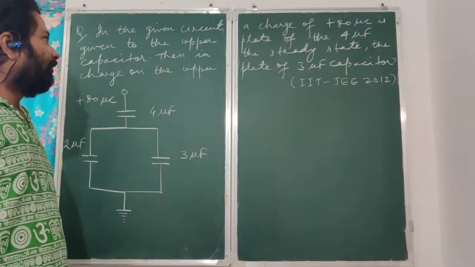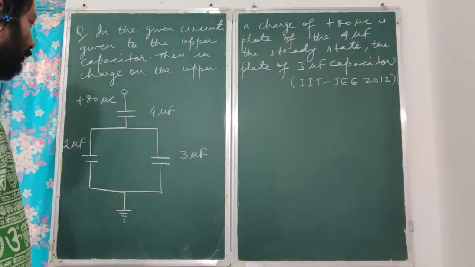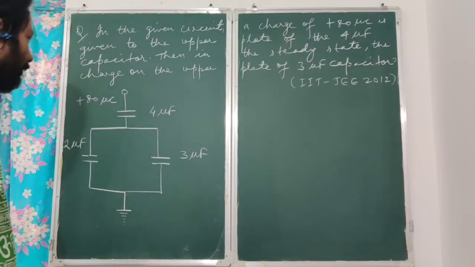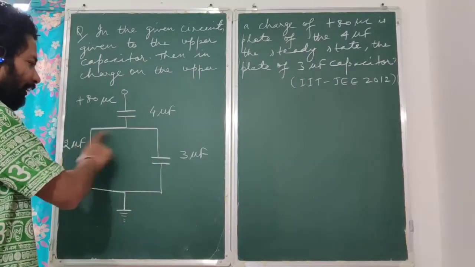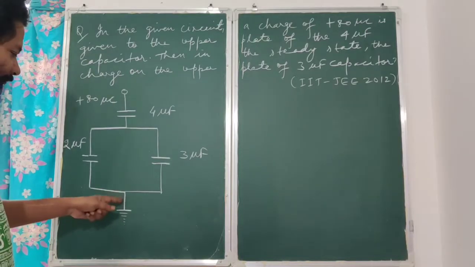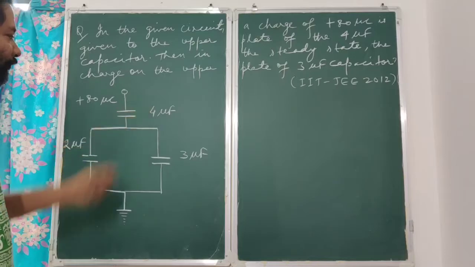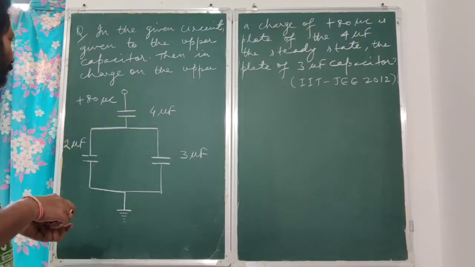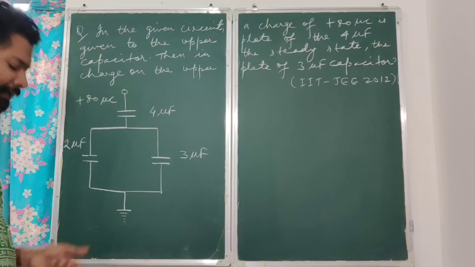Hi everyone. So let's see the first question of the day. You can see there is a circuit here. There are 3 different capacitors: 4 microfarad, 2 microfarad, 3 microfarad. At this end, the circuit is earthed. On the top plate of this 4 microfarad capacitor, plus 80 microcoulomb charge has been given. In the steady state, they are asking us to find the charge on the upper plate of the 3 microfarad capacitor.